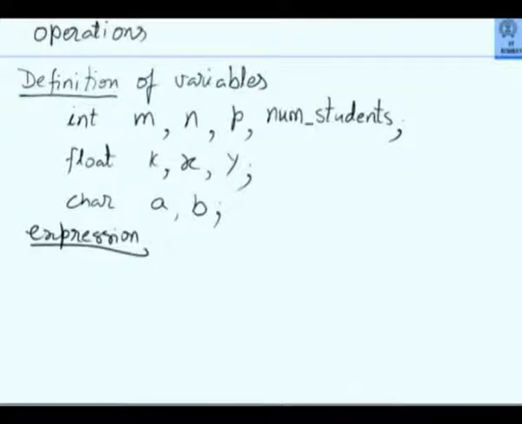So suppose these are the definitions which I have made earlier, and suppose I say P is equal to 5 plus 3 star m minus 16 star n. So can you tell me how this expression will be evaluated? This is an expression you all understand. What will be done first? First will be which multiplication? There are 2 multiplications.